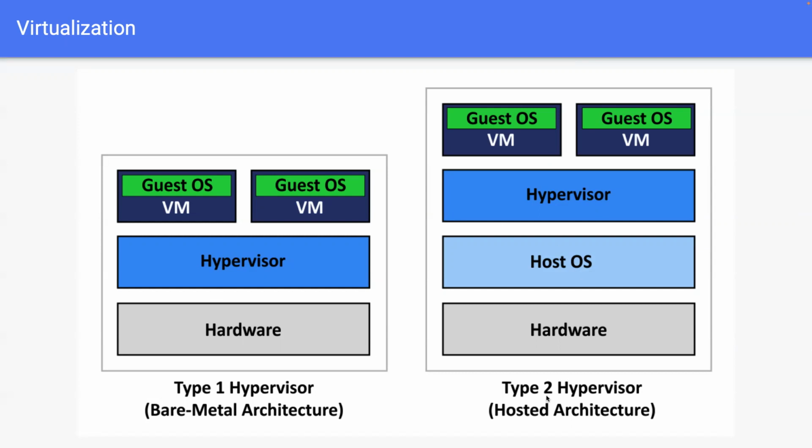Type 2 examples are like VMware Fusion, Workstation, and VirtualBox. You have to have an operating system like Windows or Mac or Linux, install that application, VMware or VirtualBox, and then you can create virtual machines.